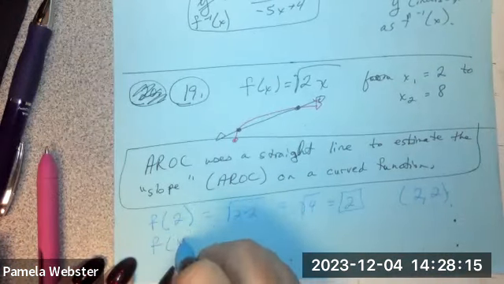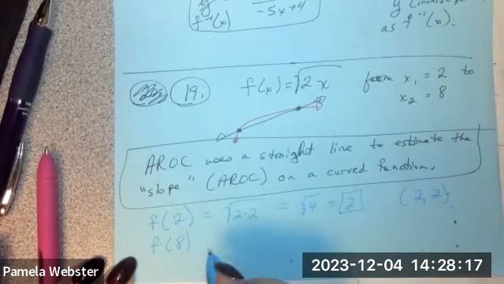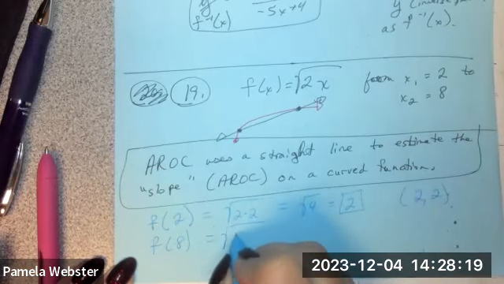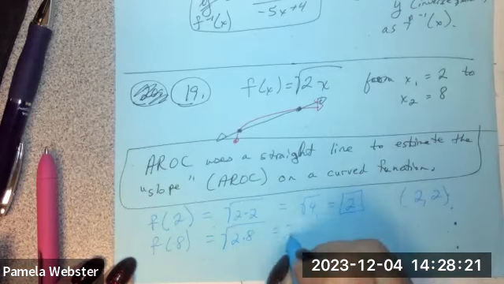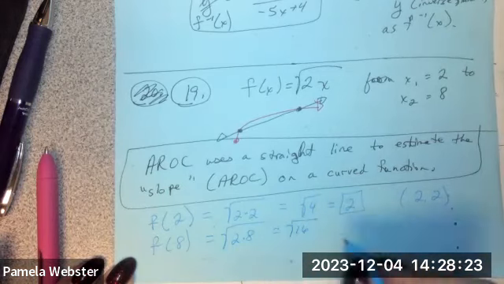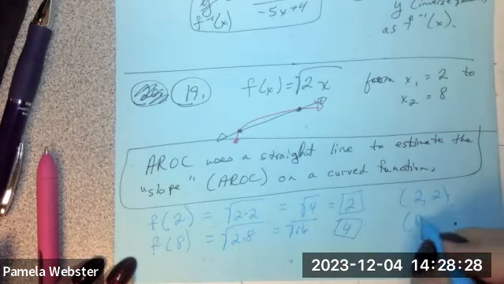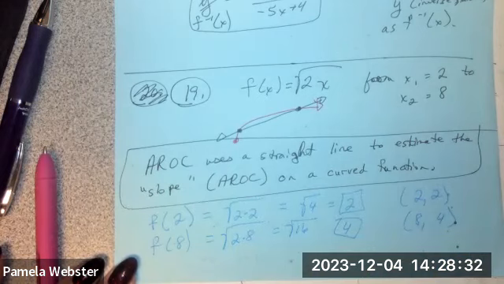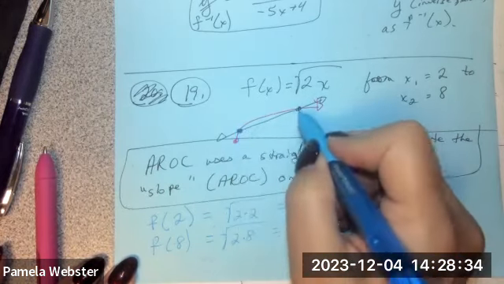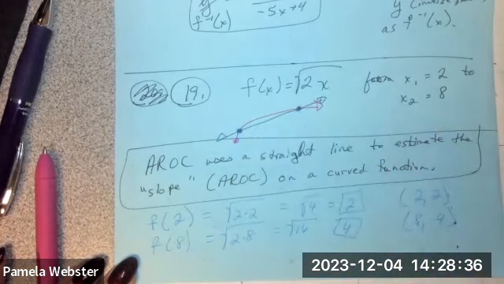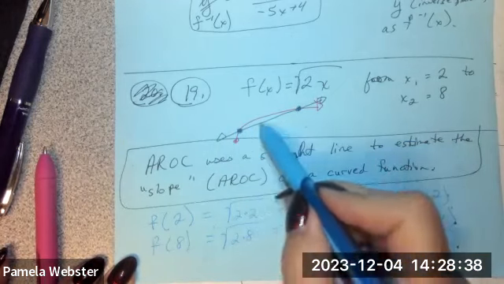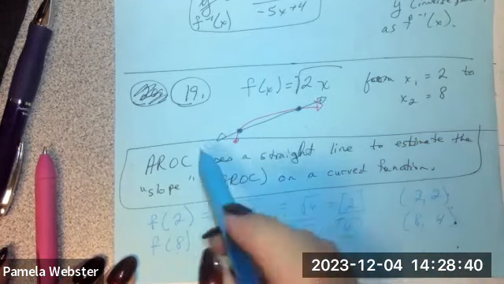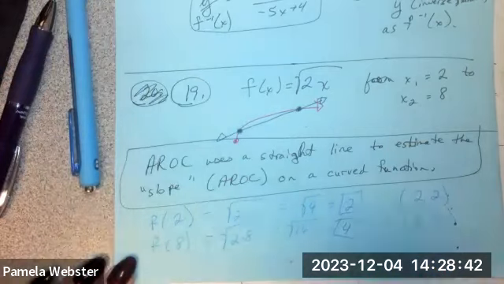And then the same thing for the 8. I need the y values. I'm plugging in x equals 8. I'm going to get out the square root of 2 times 8, square root of 16. We know the square root of 16 is 4. So that point is (8, 4). And then even though we had those points on the curve, we're going to use them to find the slope of this secant line because that is the close approximation.